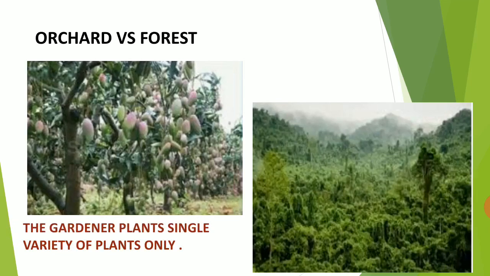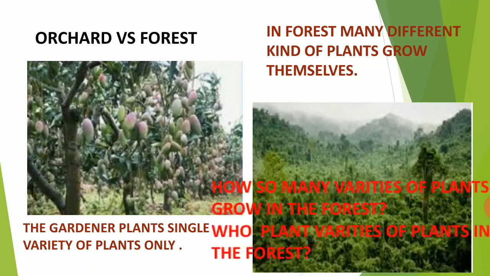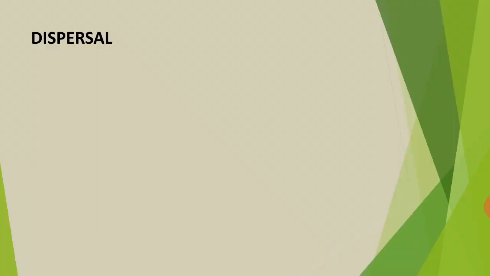And what about a forest? A forest is also a big area of land in which you can find different varieties of plants which grow by themselves. Not only plants, but you can find animals and birds there also. Now the question is, how do so many varieties of plants grow in the forest? Who plants varieties of plants in the forest? Interesting. Here comes the need of seed dispersal.